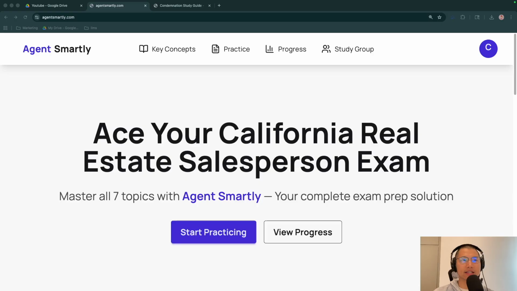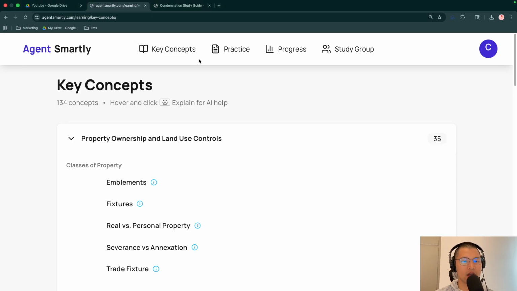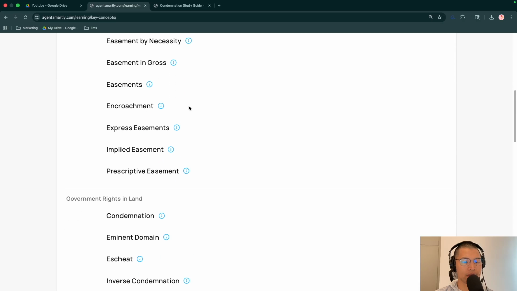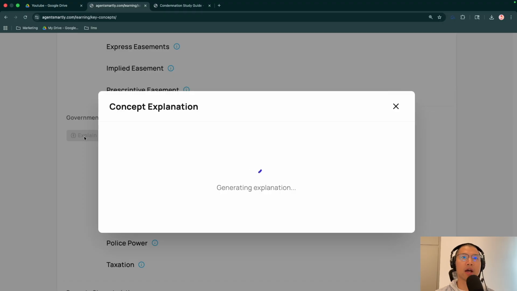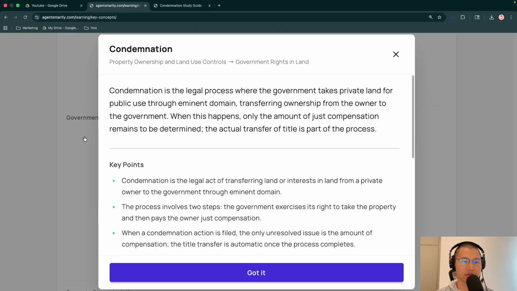All right, let's get started. So first, we go to this key concept tab and scroll down here. We'll see condemnation here. Then we click here. We see some definition and memory tricks for this key concept. So let's start with this definition here.